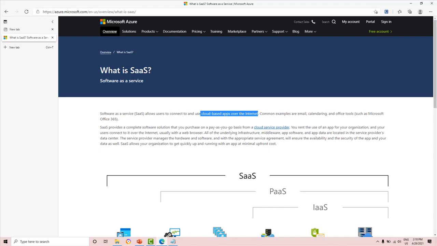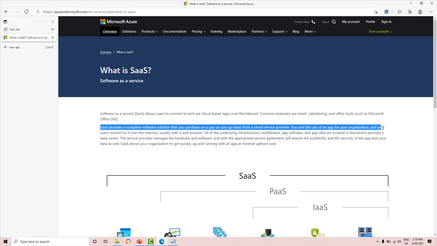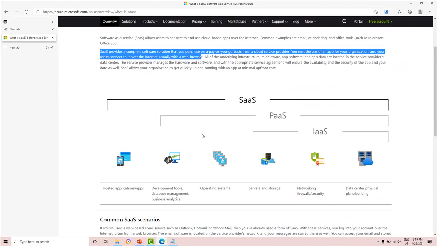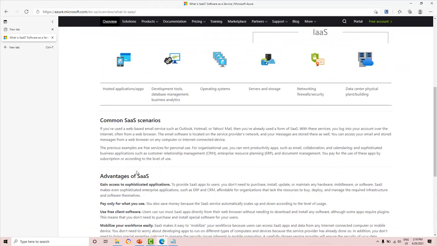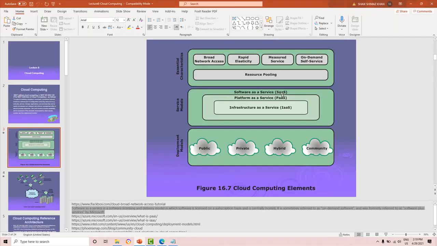This kind of service comes under the category SaaS, software as a service. Common examples are email, such as Google Mail and Outlook from Microsoft, calendaring, and Microsoft Office Online. Software as a service provides a complete software solution that you can purchase on a pay as you go basis from a cloud service provider. You rent the use of the app for your organization and your users over the internet, usually through the browser. I don't want to go deep into this topic, I just want to say what SaaS is.